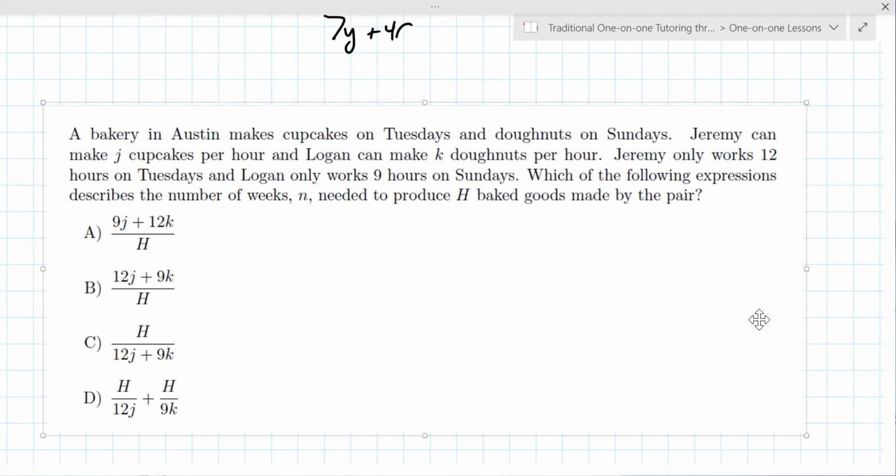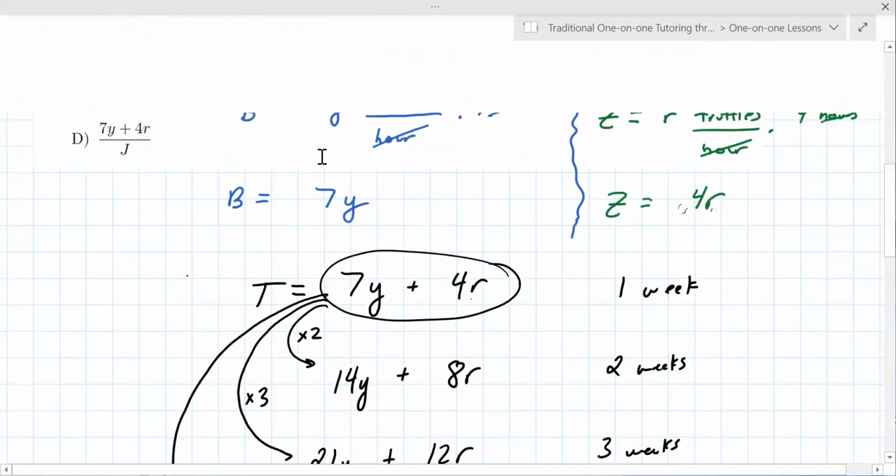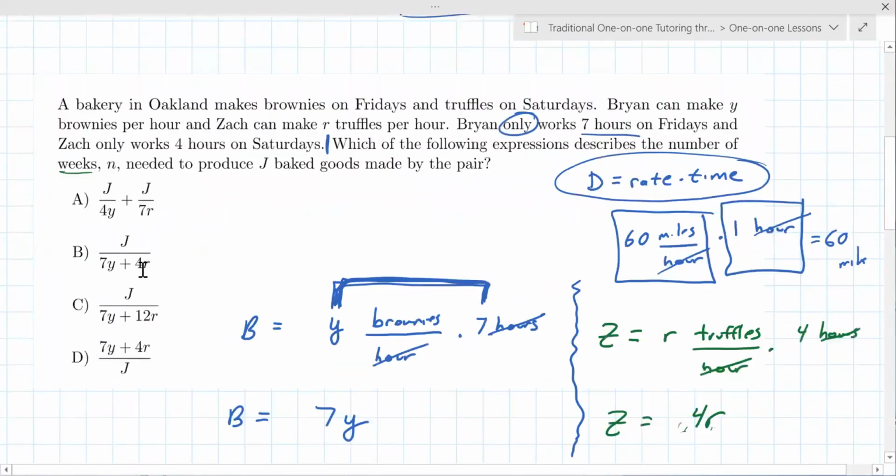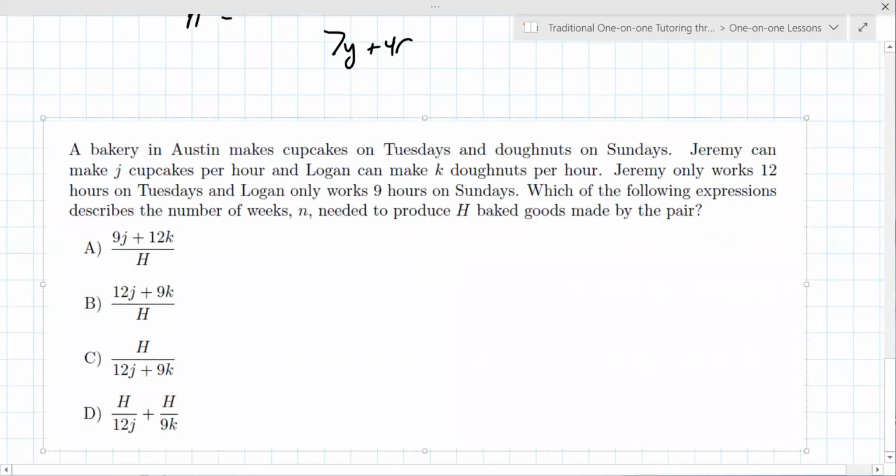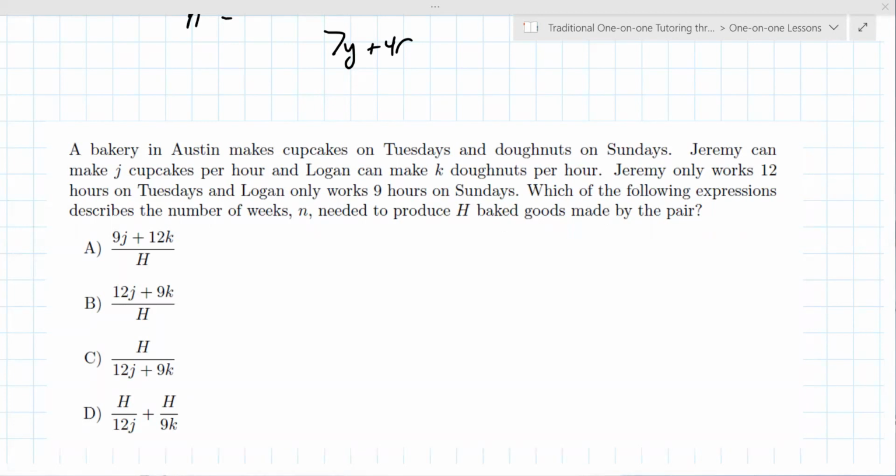Oh, and what was the answer for the last one again? Might have been B. Yeah, it's B. Okay, so is it C?